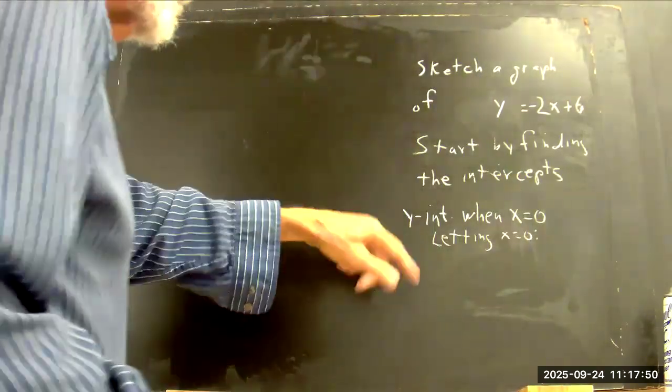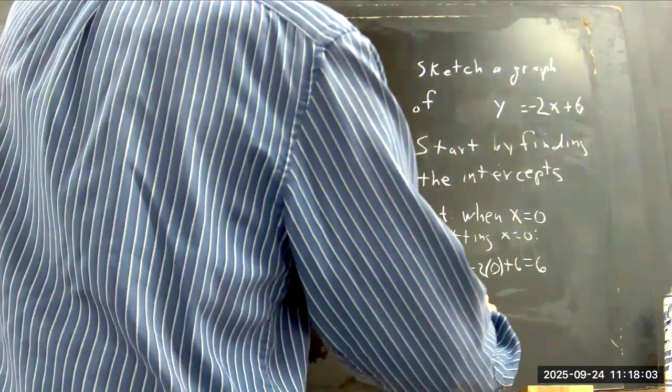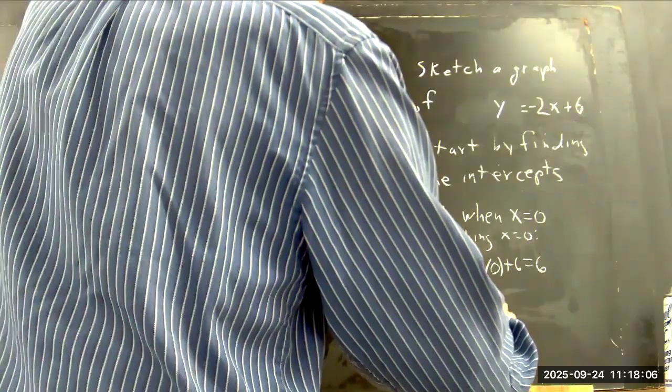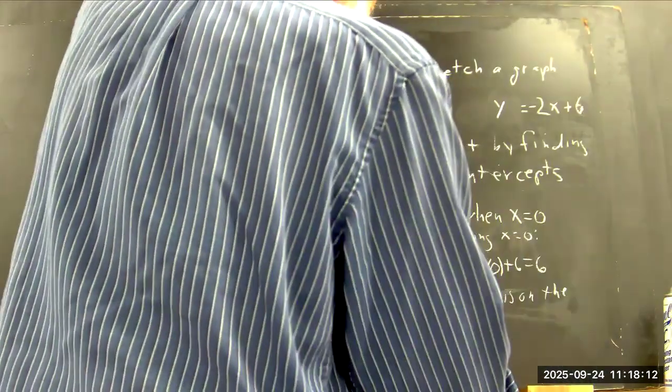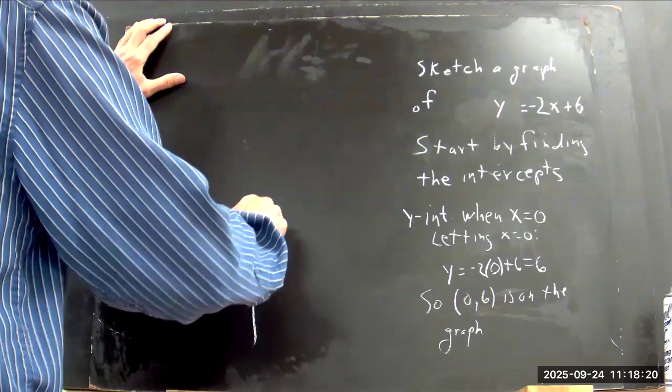So letting x equals 0, we get y equals -2 times 0 plus 6 equals 6. So the point (0, 6) is on the graph. So we can start drawing the graph. Go right here.